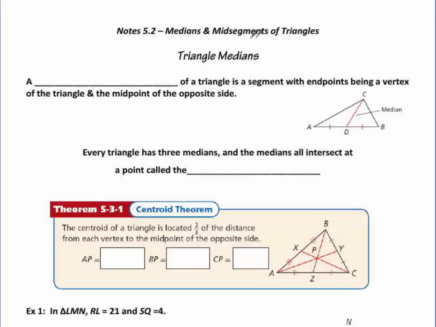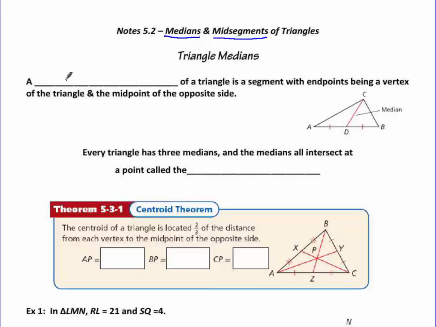All right, so we're going to keep talking about triangles, and we're going to learn two new words today. The first one is medians, and the second one is mid-segments. So these are both different kinds of line segments that we're going to see in triangles, and each one has specific things about them we need to know.